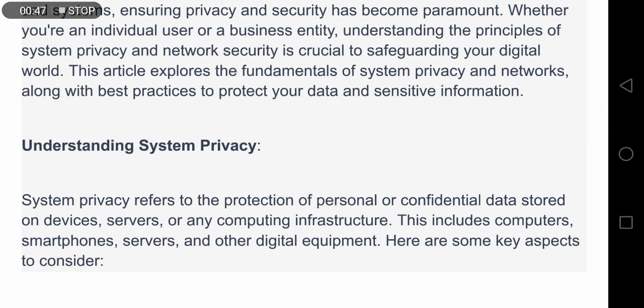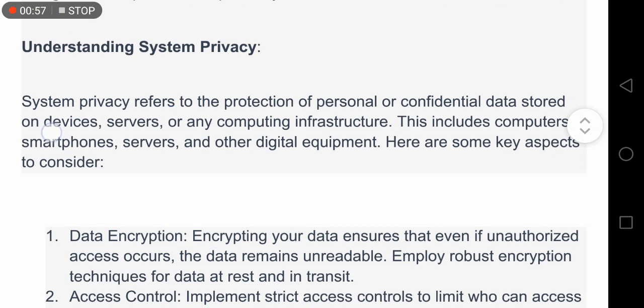This article explores the fundamentals of system privacy and networks along with best practices to protect your data and sensitive information. Understanding system privacy. System privacy refers to the protection of personal or confidential data stored on devices, servers, or any computing infrastructure. This includes computers, smartphones, servers, and other digital equipment. Here are some key aspects to consider.